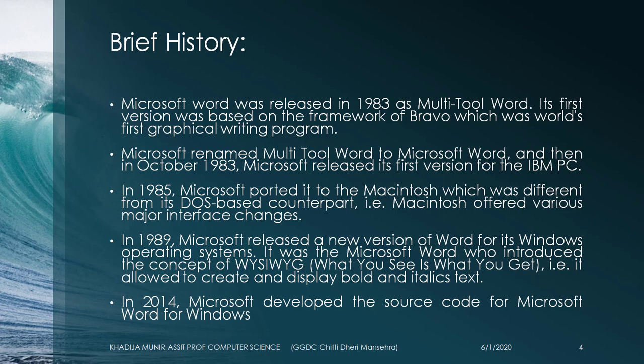In 1989, Microsoft released a new version of Word for its Windows operating system. It was Microsoft Word that introduced the concept of "what you see is what you get". That is, it allowed you to create and display bold and italic text. In 2014, Microsoft released the source code for Microsoft Word for Windows.